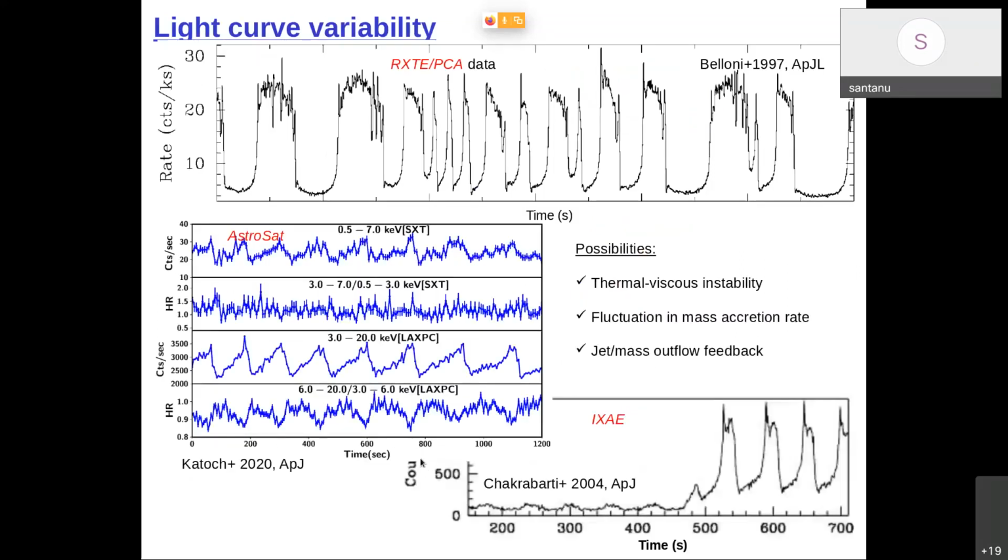Apart from the QPO frequency and spectral shapes, we can see different variability features in the light curve. For example, you can see here periodicity after a certain time, observed by RXTE and also recently by AstroSat. This is the source GRS 1915+105, and it showed heartbeat-like oscillations. Both LAXPC and SXT showed this type of oscillation. These oscillations can be due to thermal viscous instability, fluctuations in the mass accretion rate, or jet or mass outflow feedback. In my study, I will also try to explain these variability features.